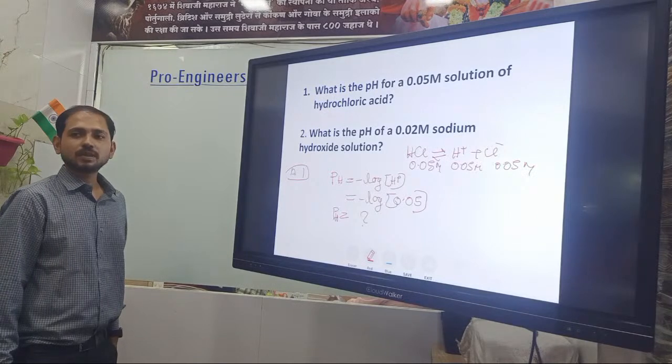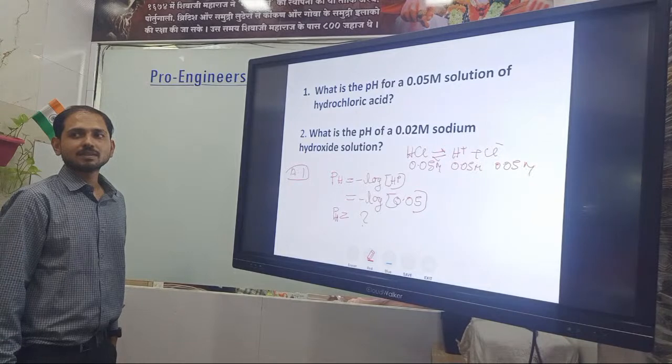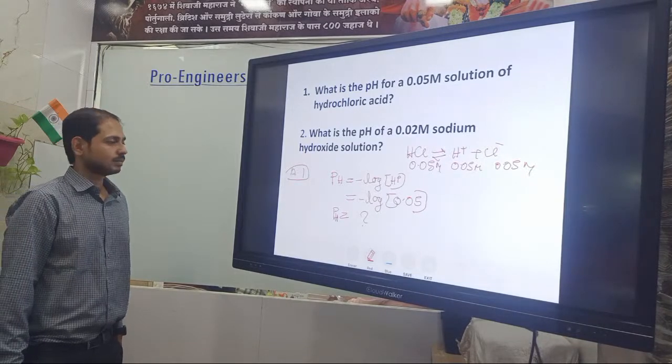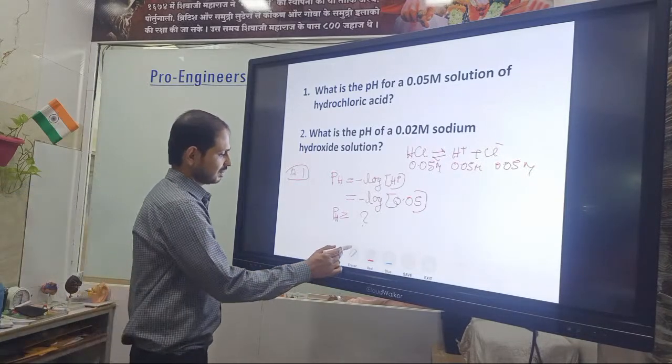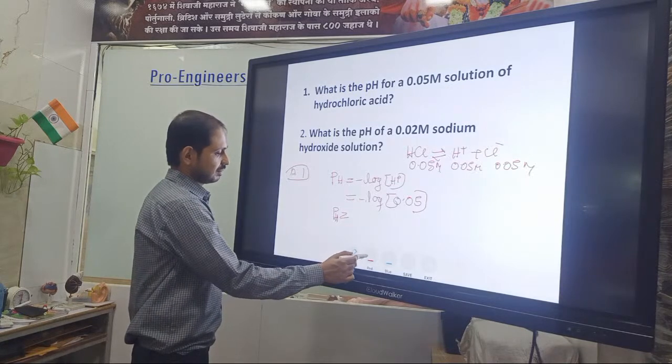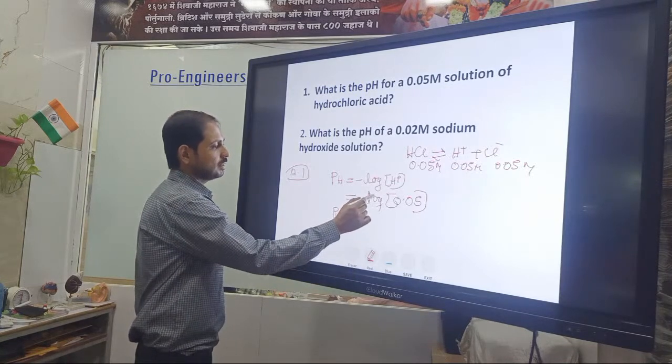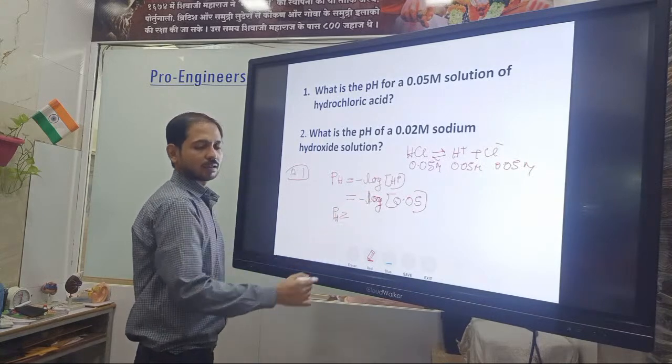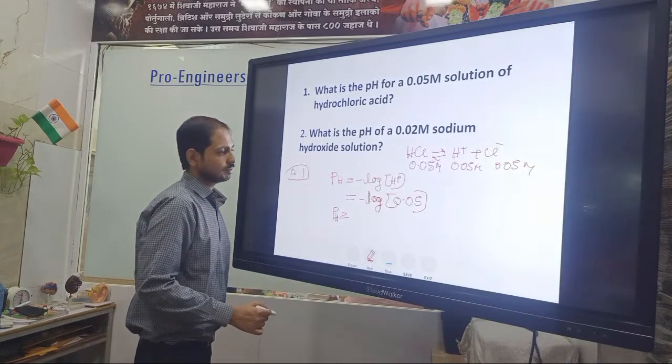How come it will become 5? So there is given 5. There is given 5, a 2 point shift. Do you know what is a log table? How to calculate log value?